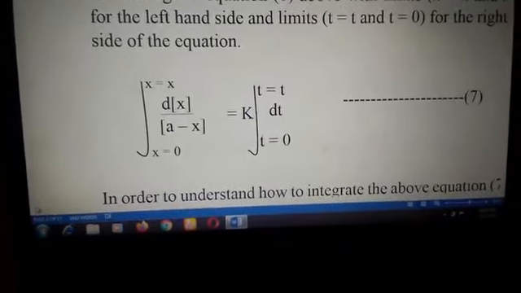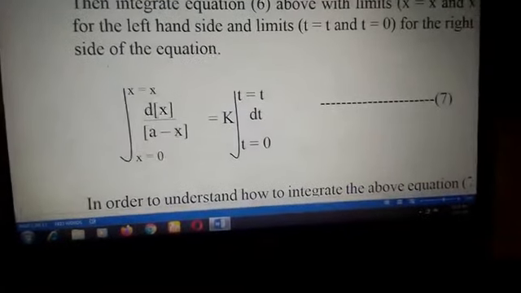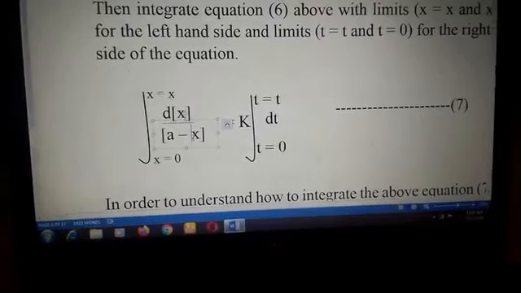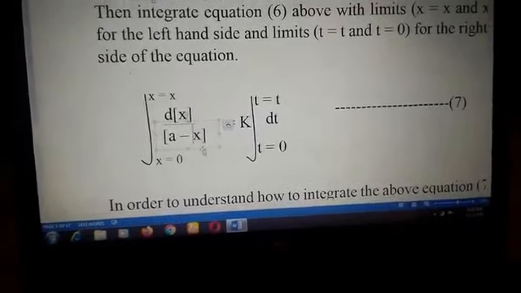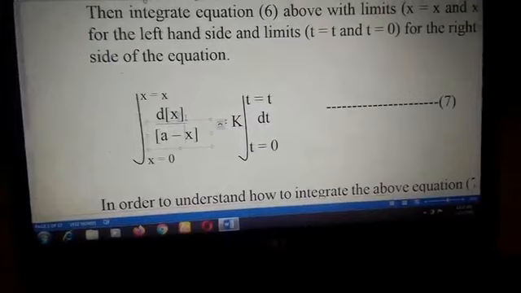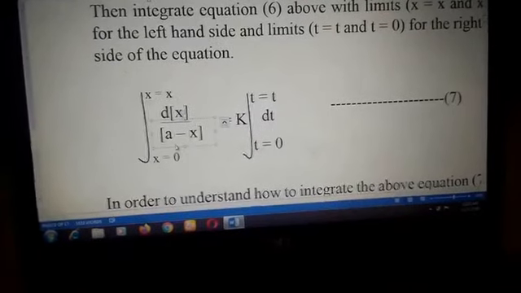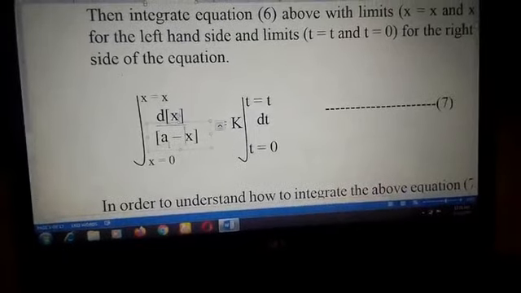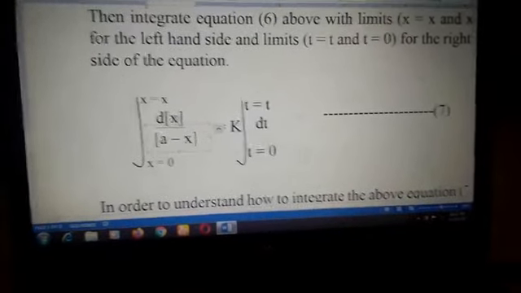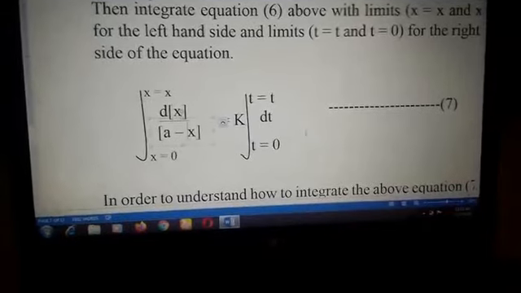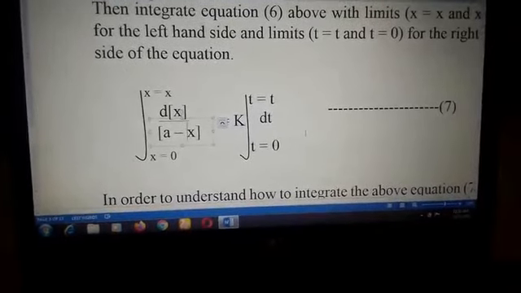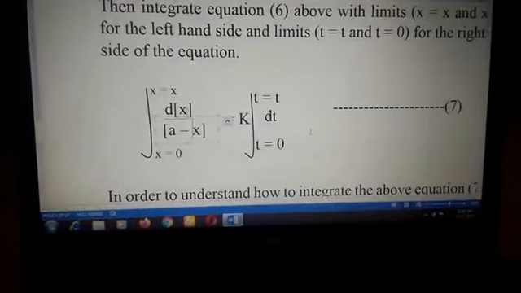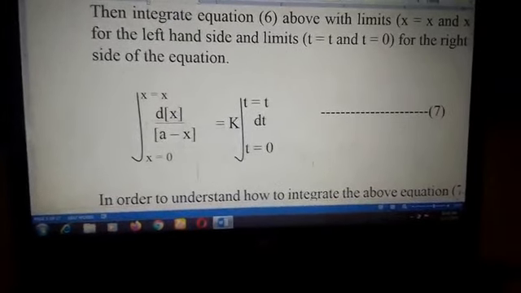But if you look at s here, the coefficient of s in front of s is minus 1. So if you integrate this expression, ds over a minus s, it is going to give us minus 1 multiplied by ln a minus s. If I integrate the right hand side, if you integrate dt, as I told you, if you integrate a differential, you get the value of that differential. So if you integrate dt, you get t.